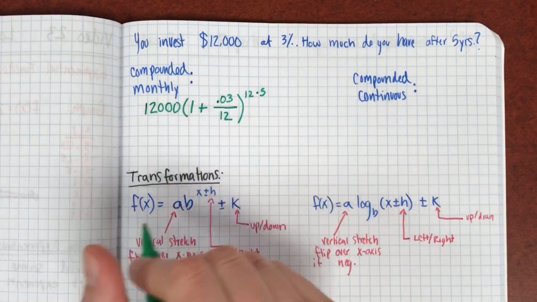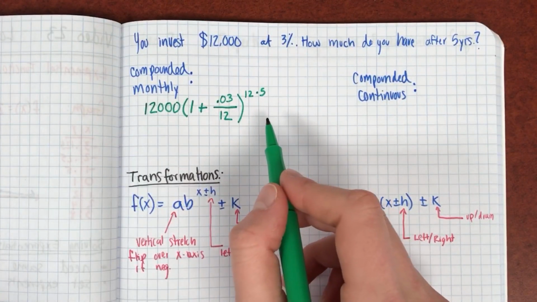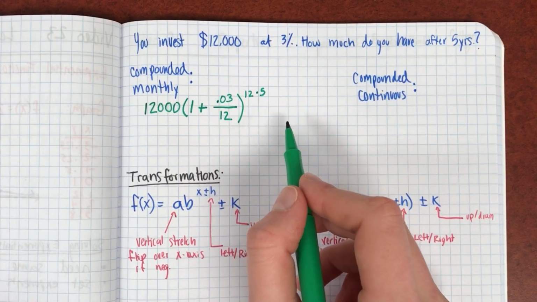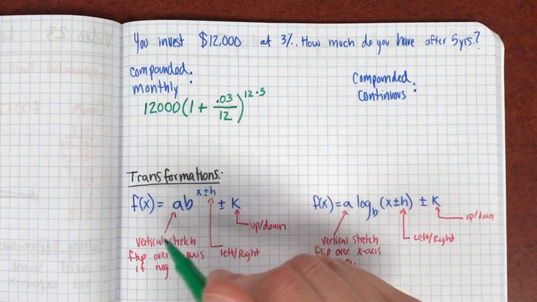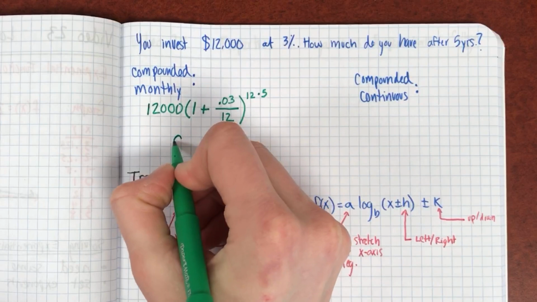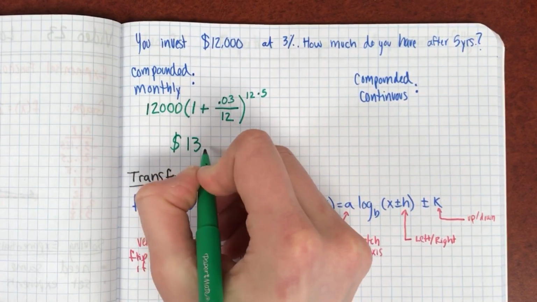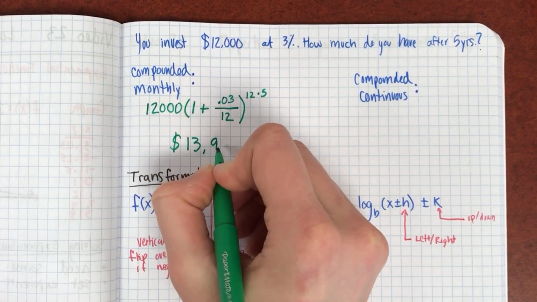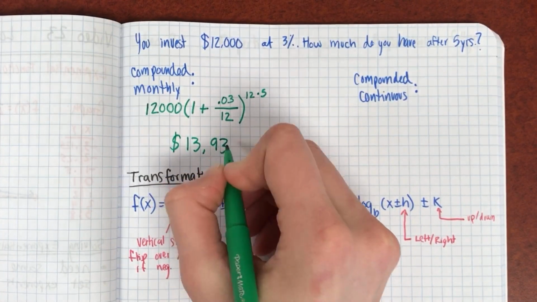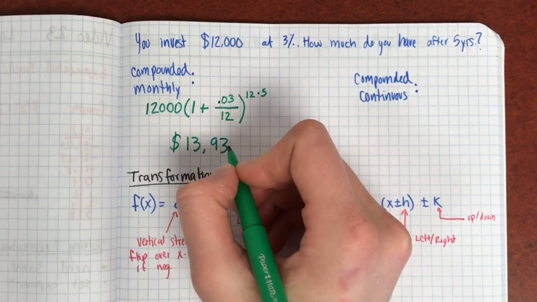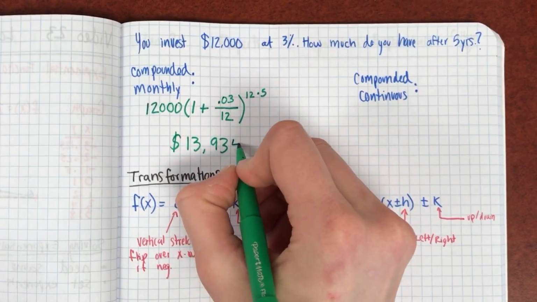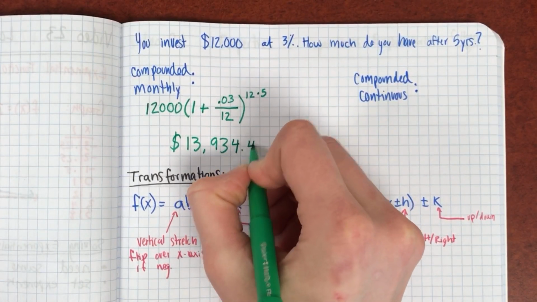All right, so the good thing is, once we get all the numbers into our formula, we can just plug all of that into our calculator. So if we plug that into our calculator, we get $13,900, and I believe it's 34.40.